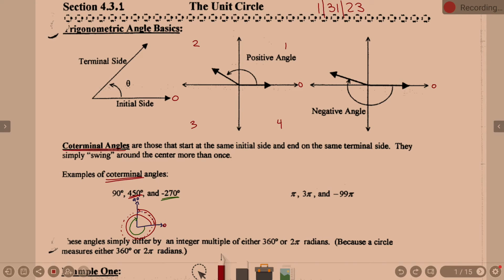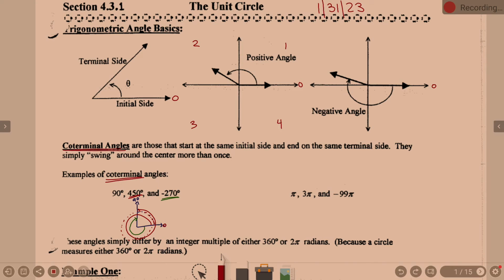Okay? So if we wanted to, we could subtract 360 again and have another name for this angle. Or we could add 360 to 450 and have another name for this angle. Okay? So infinitely many names for one little angle. Okay? Now, the tough one.